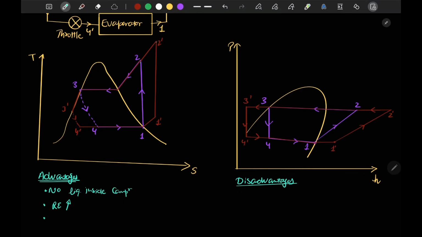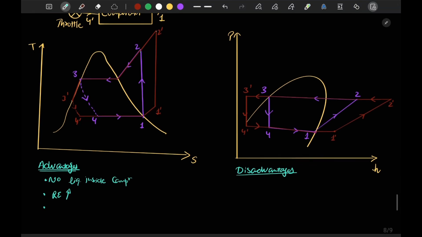But what happens here, since h3 to h3 dash is performed in the heat exchanger, only h2 dash to h3 is performed in your condenser. Okay, so the condenser is utilized effectively.